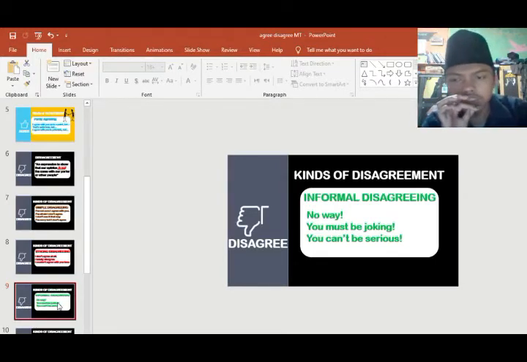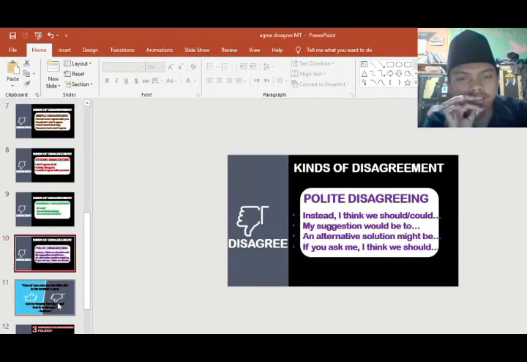Next, this is I think the important point in disagreement: polite disagreement. In polite disagreement, we could say these expressions. For example, "Instead, I think we should," or "could," and give your suggestion at the end after this expression. Or "My suggestion will be to," and add your suggestion or your reason after the expression.